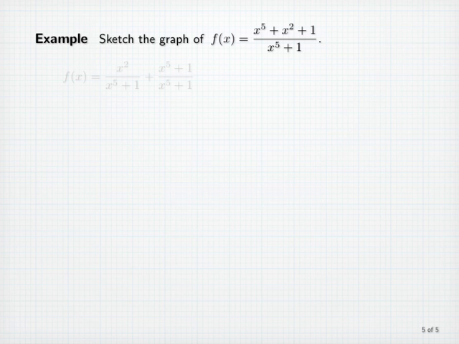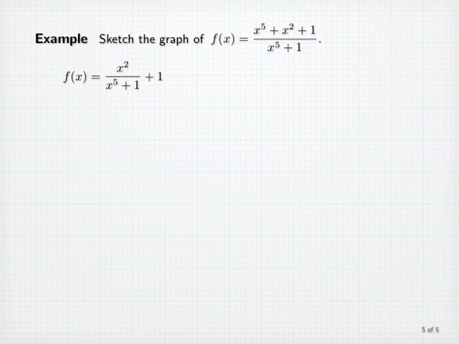One last example. Sketch the graph of f of x equals x to the fifth plus x squared plus 1 divided by x to the fifth plus 1. Let's first notice that we can make our work a little easier if we split the fraction into 2, as shown here, which allows us to write our function as x squared over x to the fifth plus 1, plus 1. Notice that the same thing could be accomplished by long division.